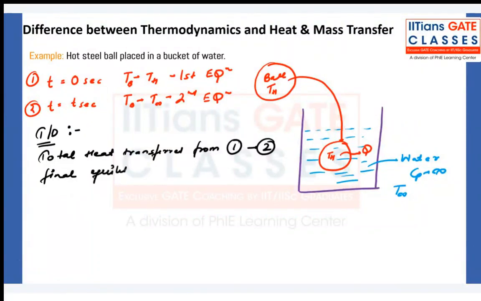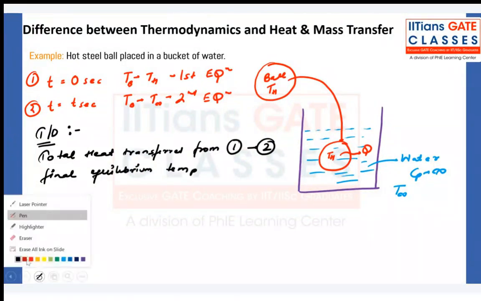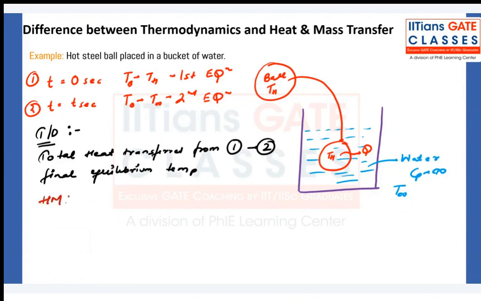Equilibrium temperature. But when we talk about heat transfer, HMT, heat and mass transfer, here heat transfer is a function of time. We are talking about how the heat transfer takes place in between these equilibrium temperatures, when going from equilibrium state 1 to 2. So here we determine Q as a function of time.